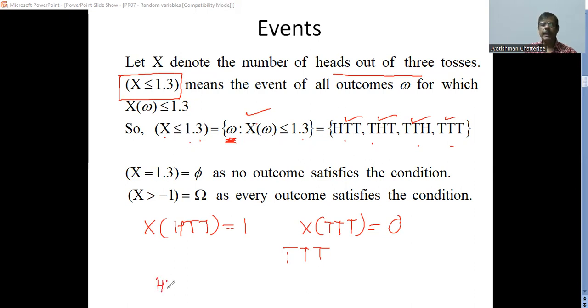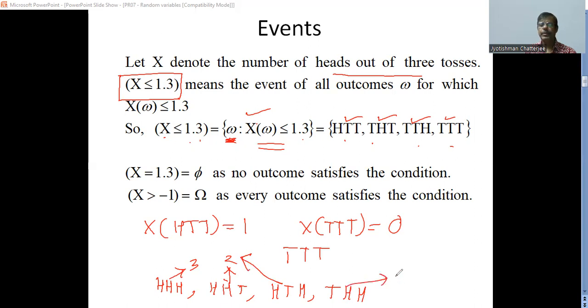Say, for example, HHH, HHT, HTH, or THH, these 4 don't satisfy this condition. Why is it so? Here the X value is 3, here the X value is 2, so is this one, and here also X value equal to 2. So all these X values are in fact greater than 1.3. That's why these outcomes don't come here.